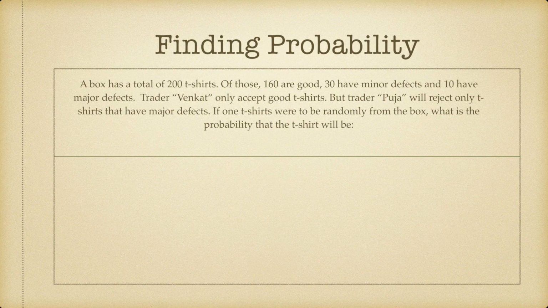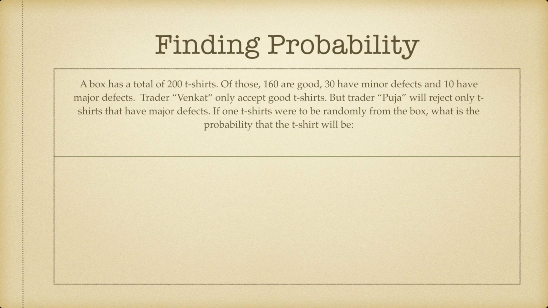that contains a total of 200 t-shirts. Of those, 100 t-shirts are good, 30 t-shirts have minor defects, and 10 t-shirts have major defects. Now the trader Venkat, he only accepts good t-shirts. However, trader Pooja, she will reject only the t-shirts that have major defects. So notice the criteria for trader Venkat and trader Pooja, they're different.